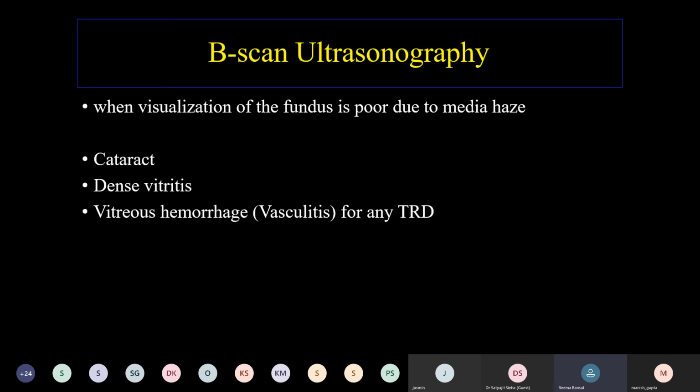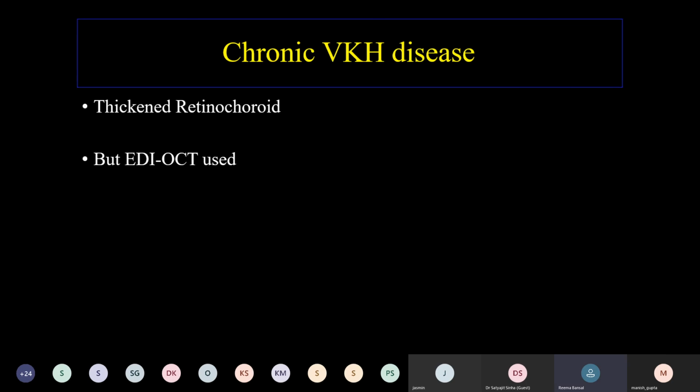B-scan ultrasound is, of course, used in opaque media, or where the visualization of the fundus is poor because of hazy media, whether it's cataract or vitreous hemorrhage or very significant dense vitritis. So we resort to B-scan ultrasound. And in chronic VKH, we used to use it a long time back for thickened retinochoroid, but nowadays it's not required, because we now have the EDI OCT, and I showed you how beautifully you can capture the thickened choroid on EDI OCT in the cases of VKH.